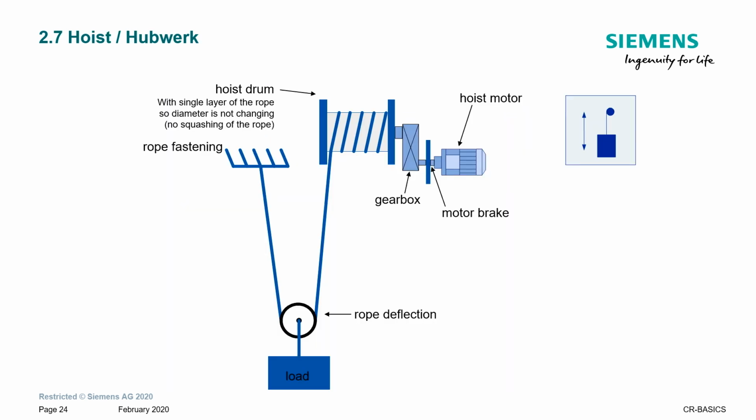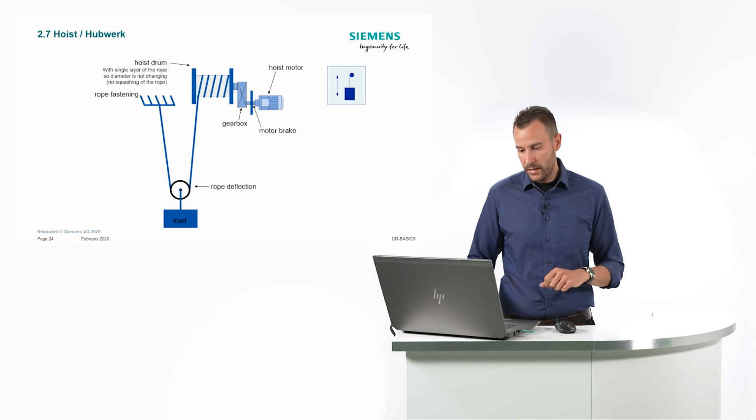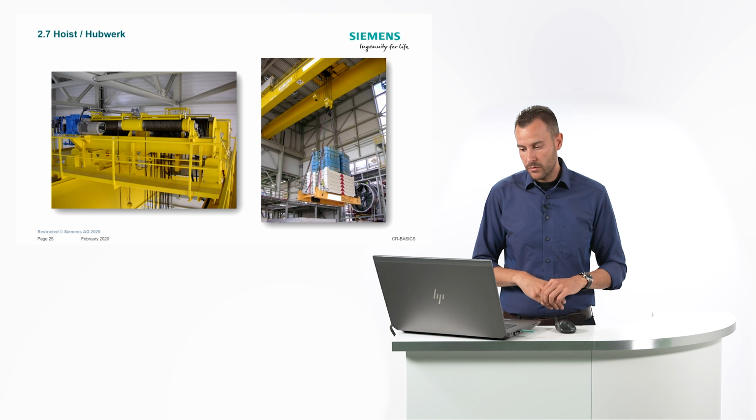Hoist moving. Hoist motor, gearbox, drum, rope deflection connected to the load, and the rope fastening. I have brought a few pictures out of my former experience here in turbine houses.